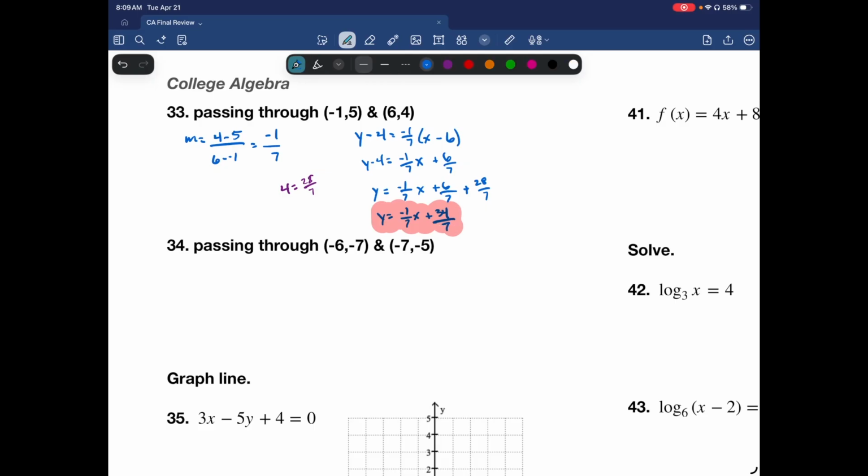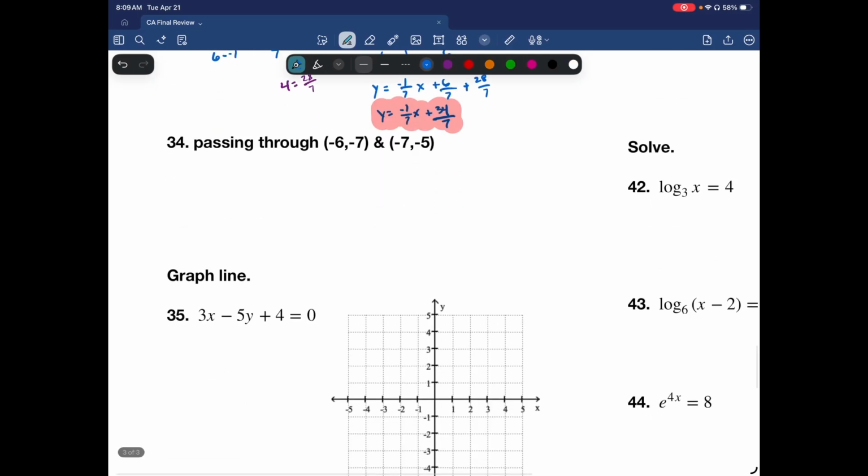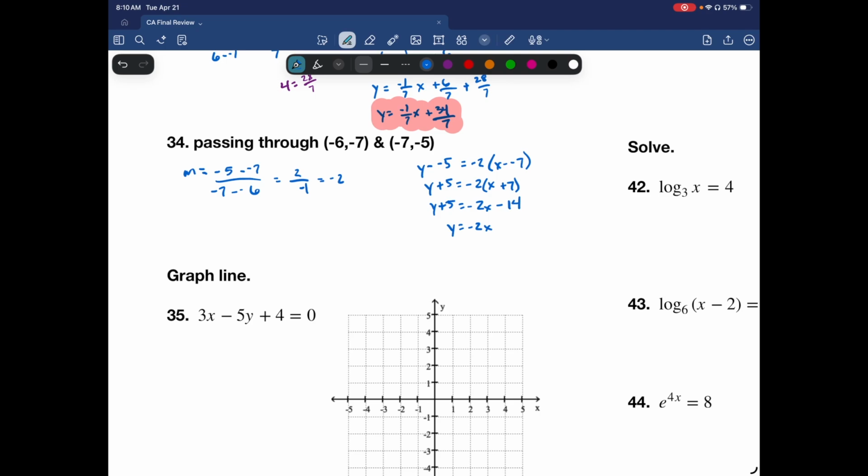All right, one more of these. So I got slope is negative 5 minus negative 7, and then negative 7 minus negative 6. All right, so this is going to be 2 on top and negative 1 on the bottom, so it's going to be negative 2. All right, so I got y minus negative 5 equals negative 2 times x minus negative 7. This is going to be y plus 5 equals negative 2x minus 14. Y equals negative 2x minus 19.